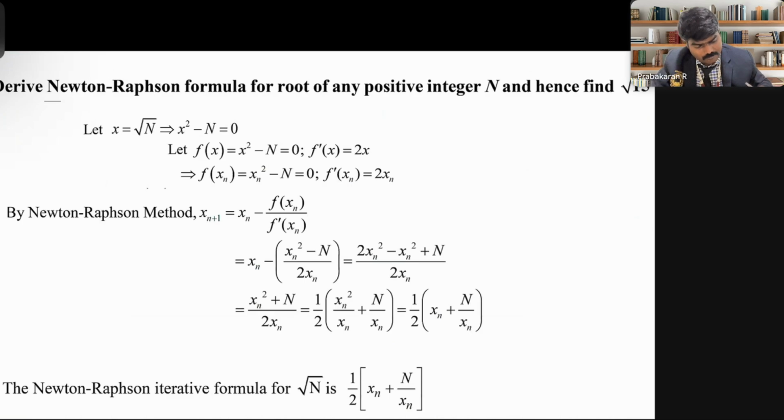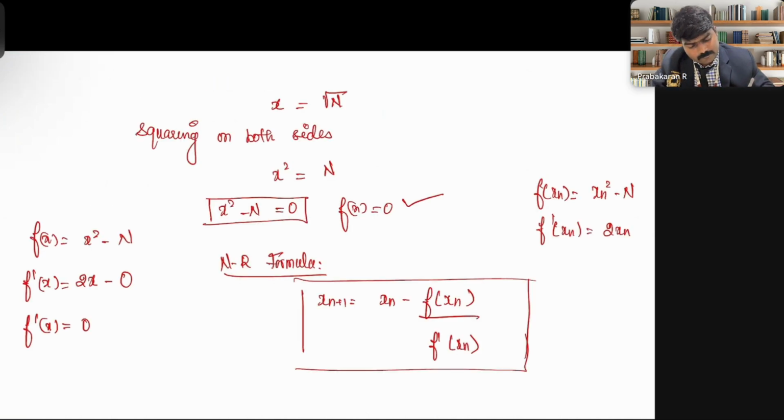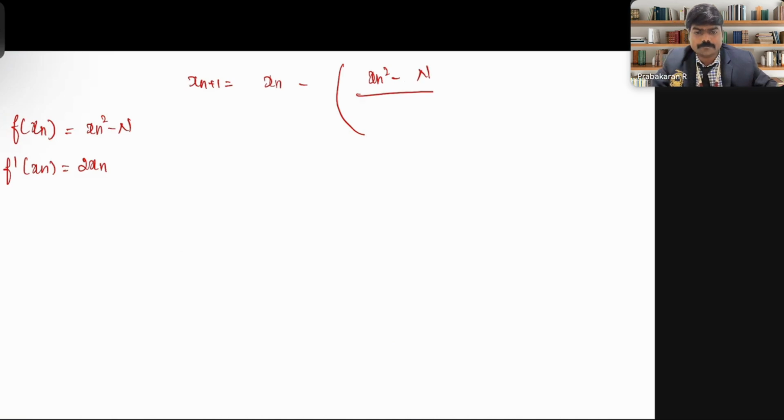That is x(n+1) equal to xn minus, since, sorry, since the function is, I'll write it here so that you can quickly connect with this, xn squared minus n, and f dash of xn is 2xn. So substitute here xn squared minus n, divided by 2xn. So this is the formula.